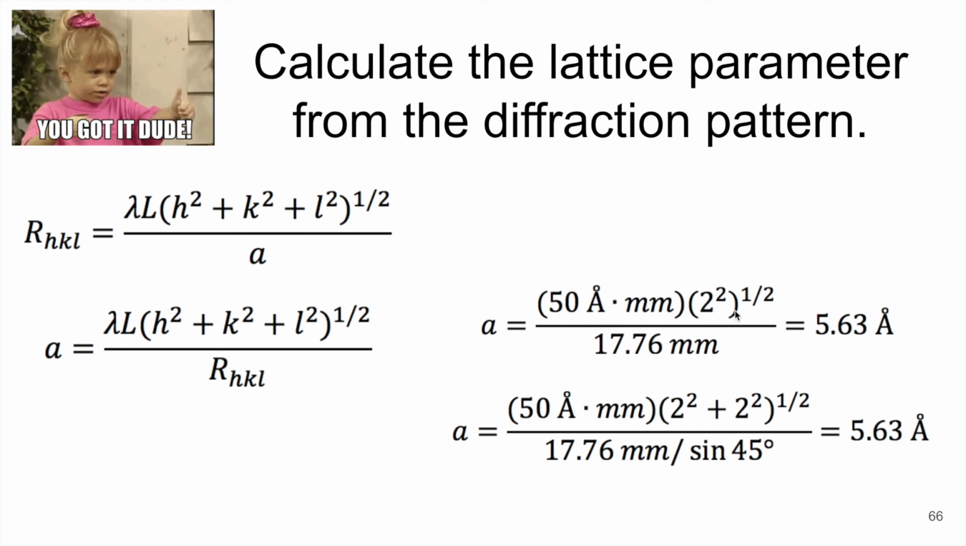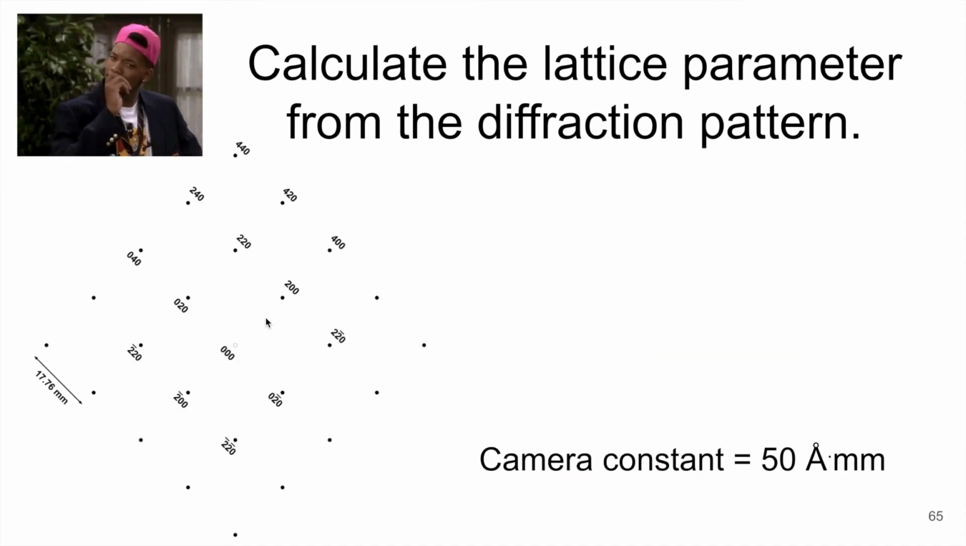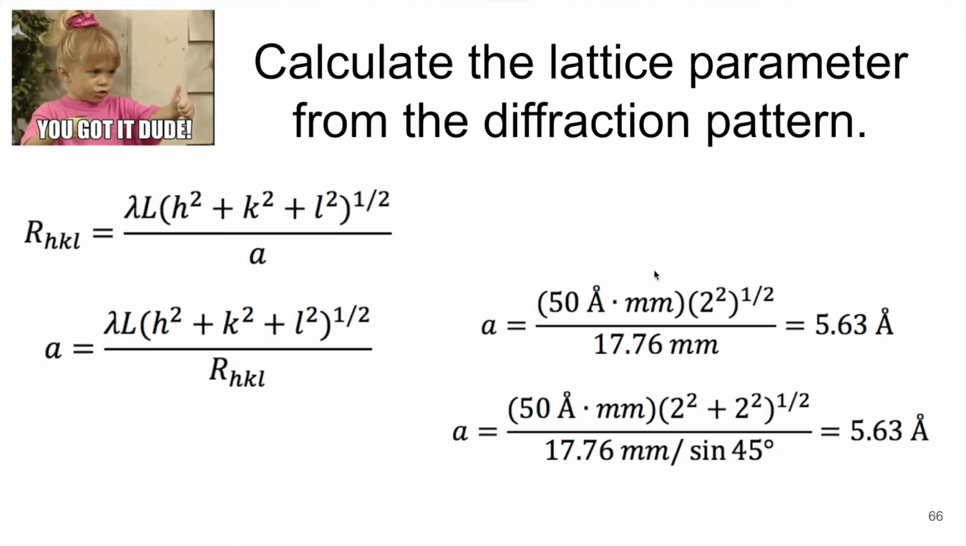So that would be 2 squared, 0 squared, 0 squared. And because I used either the 0, 2, 0 or this 2, 0, 0, the distance between those two points, and the same for these 2 points, is 17.76 millimeters. So you don't even really have to calculate anything. If you want to use a different one, you might have to do some calculation. If we plug all that information in, we get 5.63 angstrom. So that's our lattice parameter.